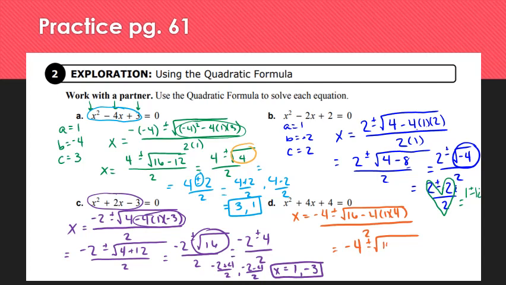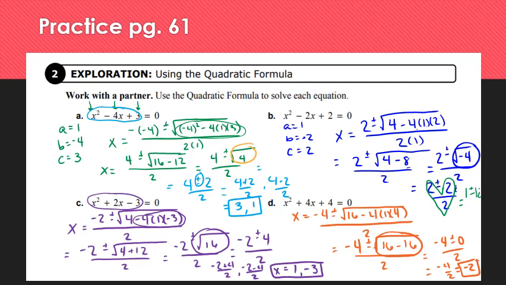So inside we have 16 minus 4 times 1, which would be 16, over 2. So in this case, we get the square root of 0, which is just 0. So I'm going to have negative 4 plus or minus 0 over 2, which of course is just negative 4 over 2, which is negative 2. So I just have one answer, which is negative 2.